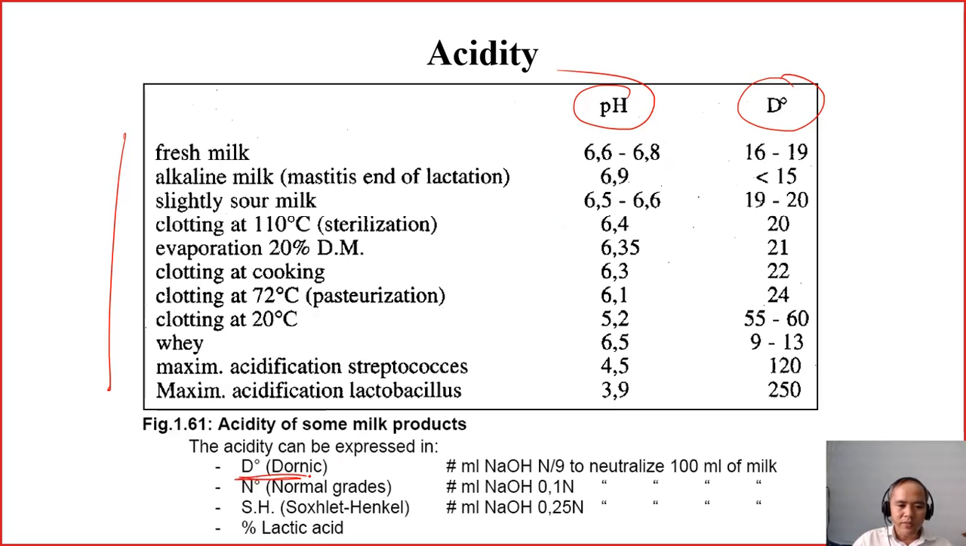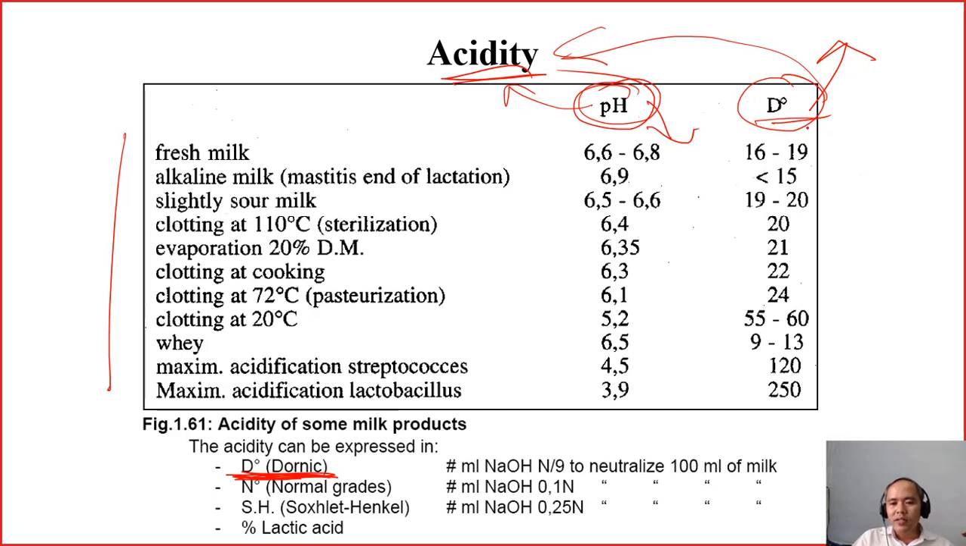The Dornic degree. Degree D is called Dornic degree. This explains the acidity. During fermentation, pH goes down, Dornic degree goes up, acidity goes up. pH also explains acidity, but in the opposite way. So they use another parameter like Dornic degree.